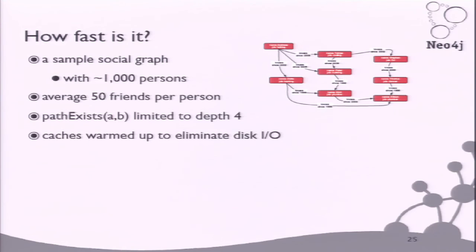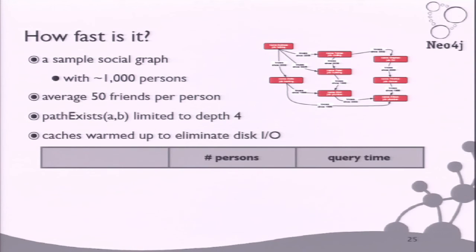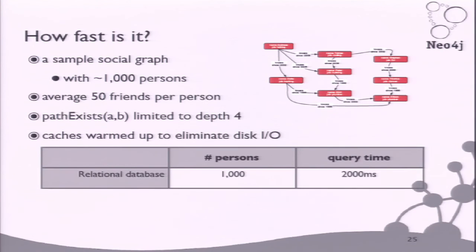So the scenario they came up with was, let's imagine that we have a social graph, 1,000 people, 50 average friends. We grab 2 people at random, and we check if they're connected, not even how, but if they're connected. We limit it to depth 4 because otherwise, Kevin Bacon, everyone is related to everyone else, right? So it's limited to depth 4, and we do this with warm caches. So we ran this with a famous Swedish open source relational database, which shall remain unnamed, with 1,000 people, and we grabbed 2 people at random, and it was a 2,000 millisecond operation.